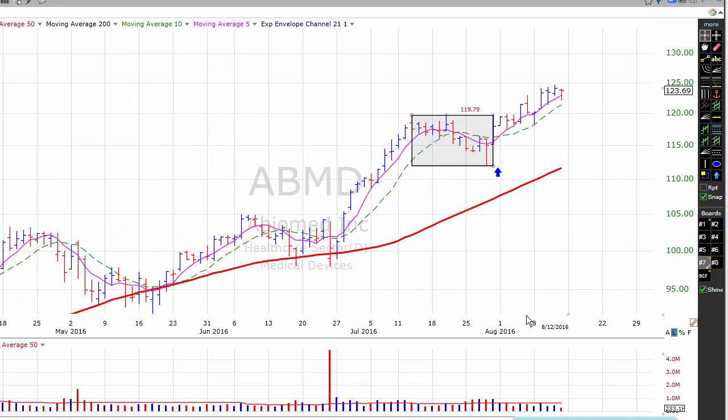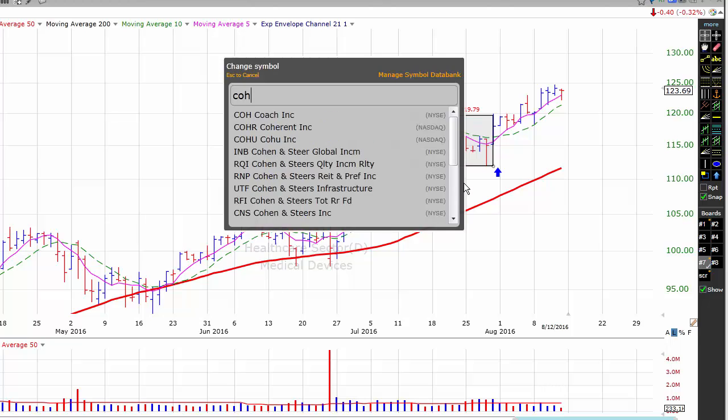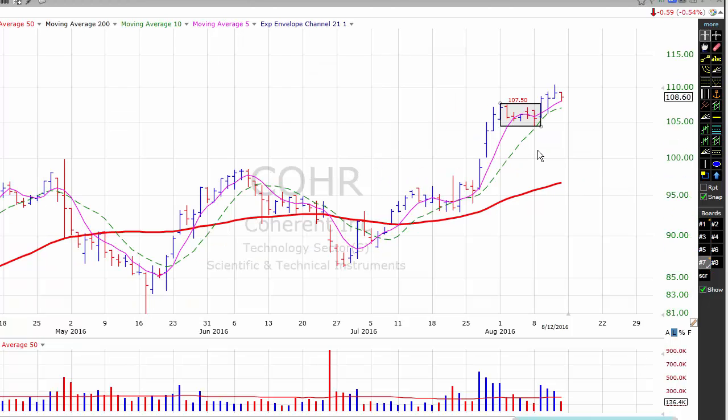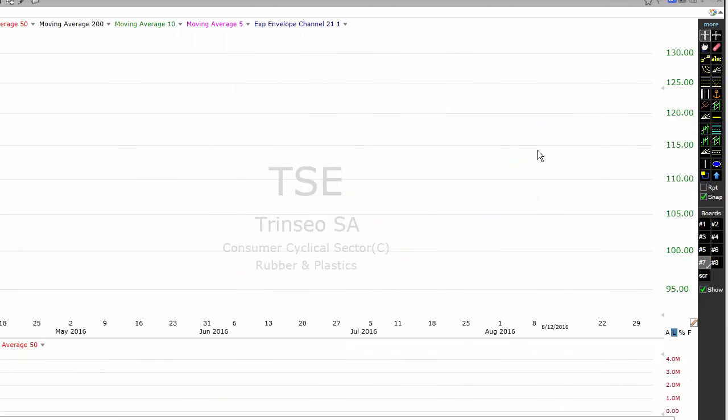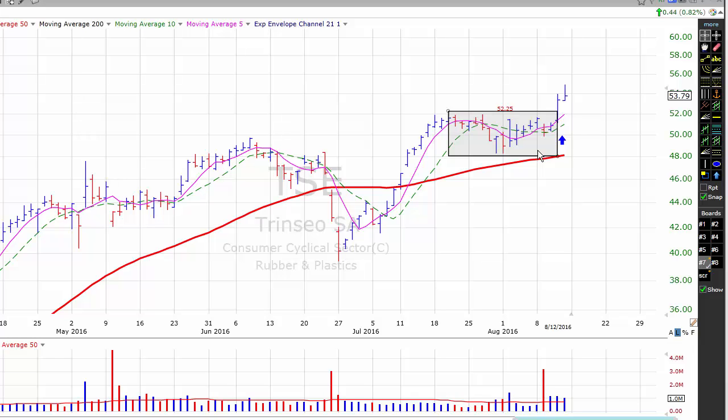ABMD, which we bought on the break above this short consolidation at 119.79. COHR, which we bought when it triggered above this consolidation at 107.50. TSE, which we bought on the break above this consolidation at 52.25. And our 2 most recent additions.